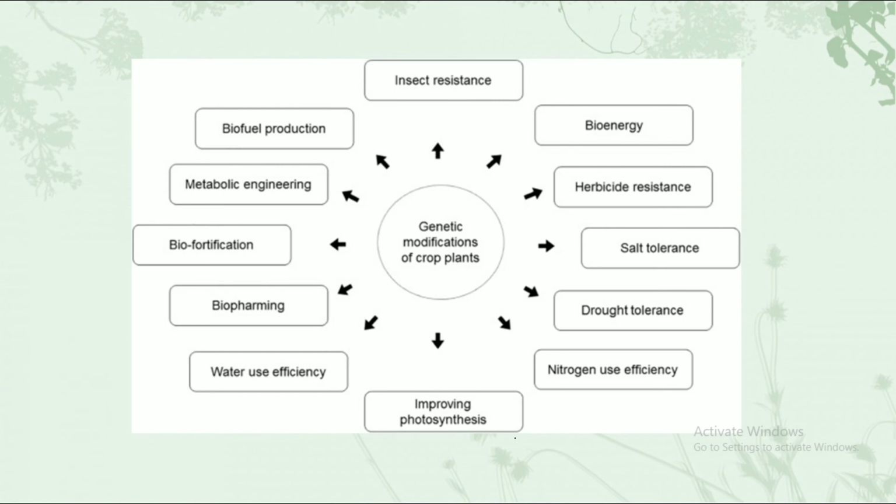So if we look at the various qualities that could be improved as a result of genetic modification: the first one is insect resistance, then bioenergy, herbicide resistance, salt tolerance, drought tolerance. Nitrogen use efficiency could be improved, as well as photosynthesis. Water use efficiency could be improved. Then we have biofortification, metabolic engineering and also biofuel production. So these are the various fields in which we could improve the characteristics of the crop plant that we are targeting.